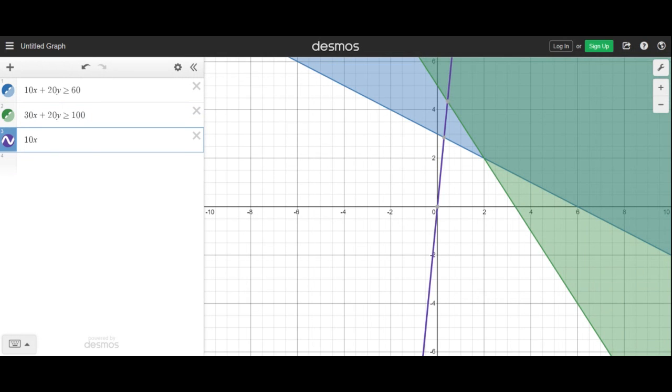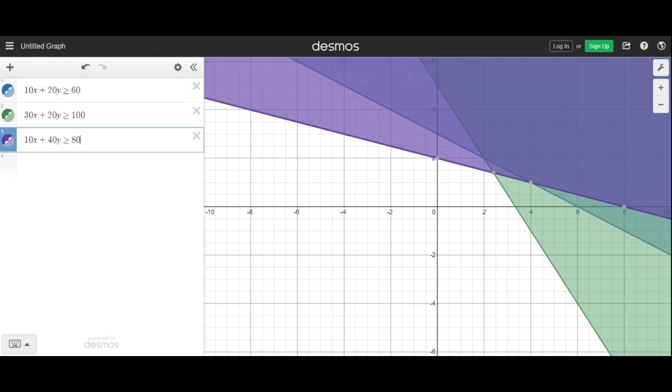So the next one here, we had 10x plus 40y greater than or equal to 80. So now we have that purple line. So again, we're only looking at the overlapping region between all of these now. But again, it's still a pretty large region, everything above all three of those lines where it comes together up in that upper right-hand corner.